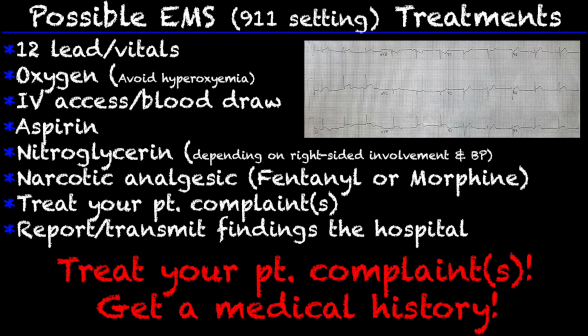Obviously IV access and blood draw, aspirin. I put nitroglycerin here, but this all depends on if there is right-sided involvement. Make sure you move that V4 over and look for ST elevation, and always check their blood pressure before you give nitroglycerin. And the next is a narcotic analgesic like fentanyl or morphine. And if they do have low blood pressure, I didn't put it on here, but you can always consider fluids. You want to treat your patient's complaint and report and transmit any findings to the hospital.